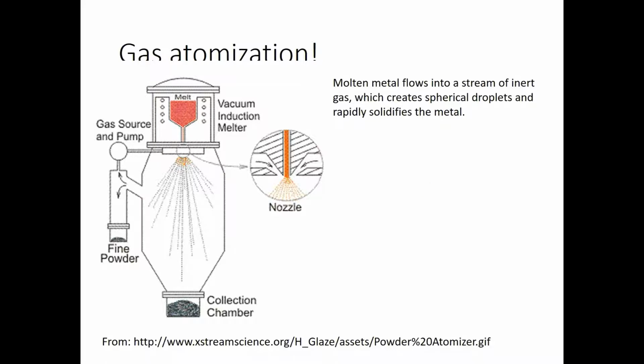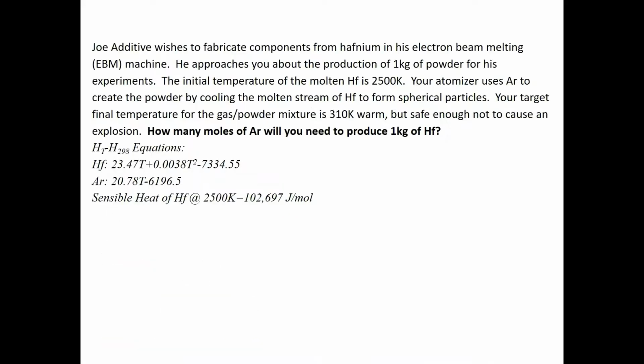The next problem, we're going to be making hafnium powder, and it's kind of an exotic metal that's finding its way into a lot of applications these days. So we have our problem here. There's our fictional character, Joe Additive, and he wishes to fabricate components from hafnium in his electron beam melting EBM machine. He approaches you about the production of 1 kilogram of powder. So we have some mass here.